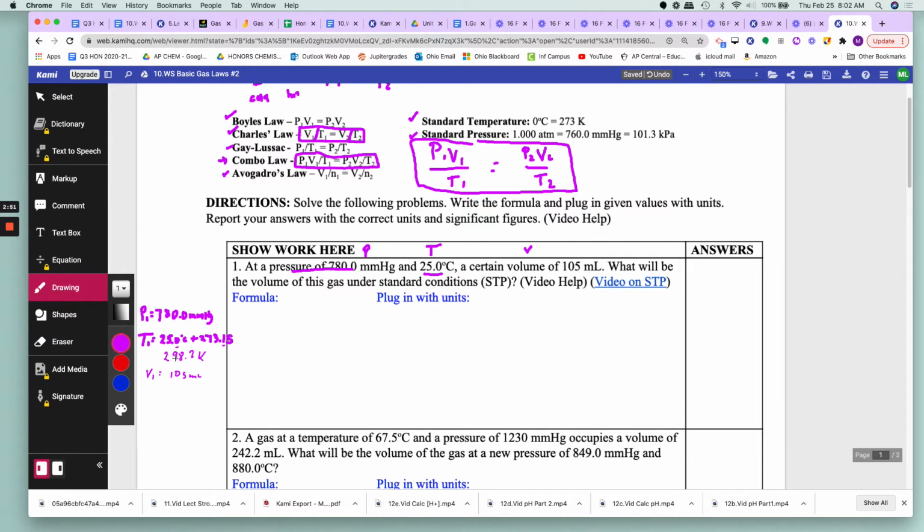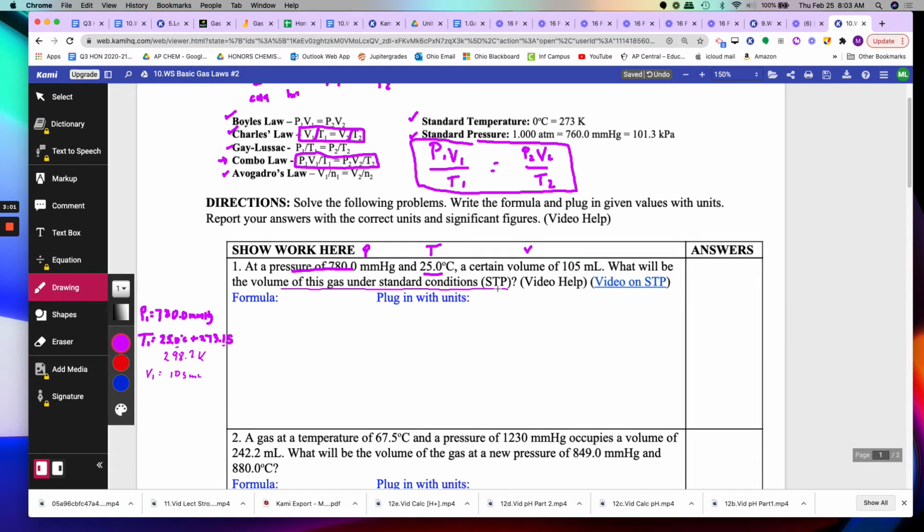So let's say this is in San Diego. What if I want to compare it to something in Alaska? Then I have to convert these to standard conditions. This is what would be the volume if I were in standard conditions. And somebody else in Alaska would have to convert it to standard conditions as well, and we can compare that number. So it says, what will be the volume? So the V2 that's missing is equal to question mark, under standard conditions, which are up here.